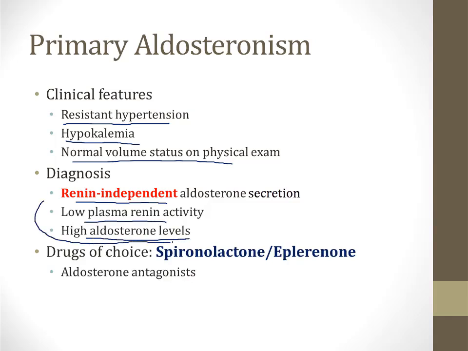And these are the most important things for you to know for step 1 of your boards. They're going to want you to understand the basic physiology of the renin-angiotensin system, and they're going to want you to know that the renin level is low, yet aldosterone is high in this condition. The drugs of choice for treating the hypertension in primary aldosteronism are spironolactone and eplerenone. These drugs are aldosterone antagonists, and thus they work very well in this condition.